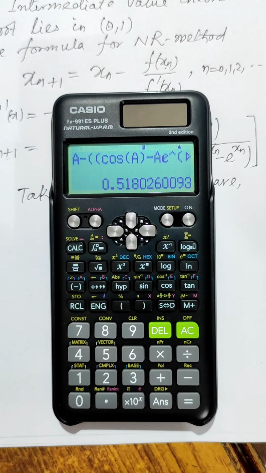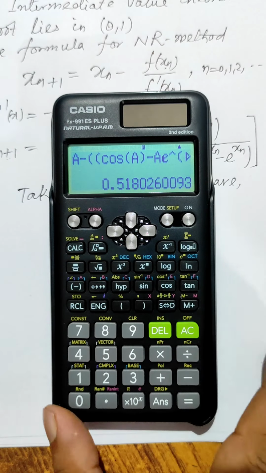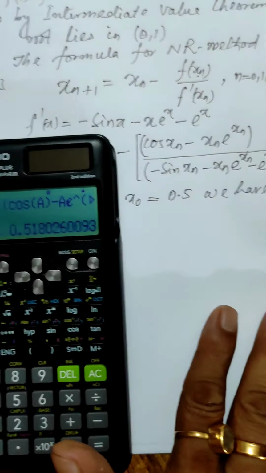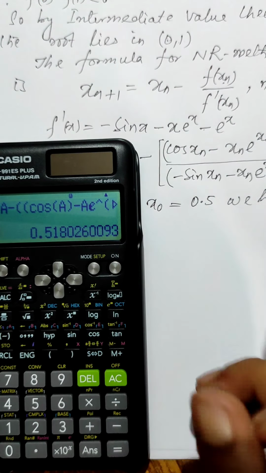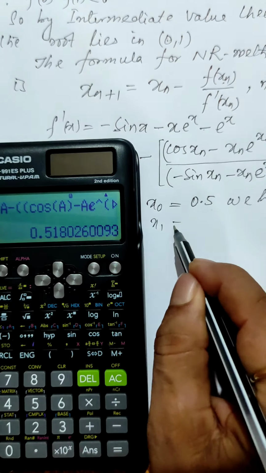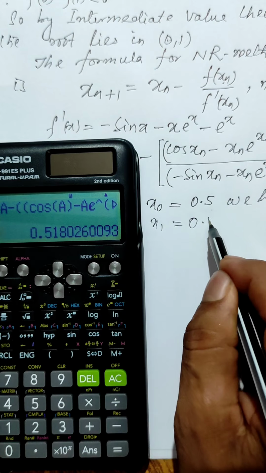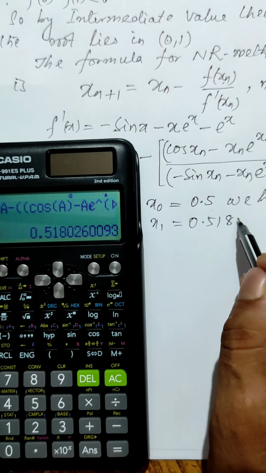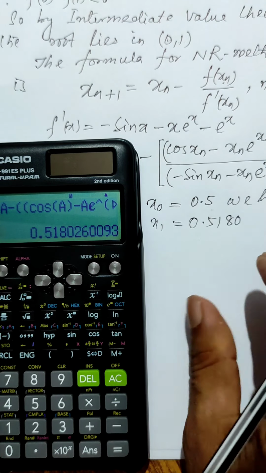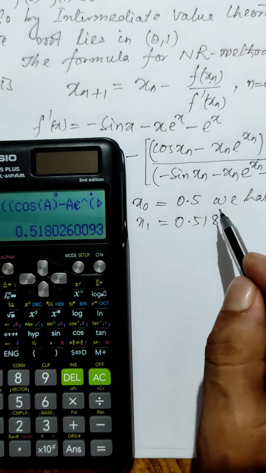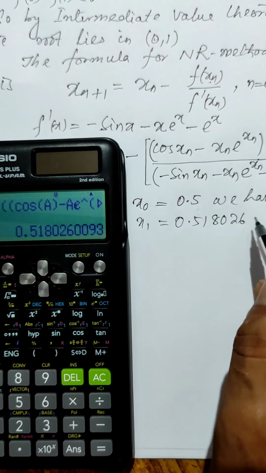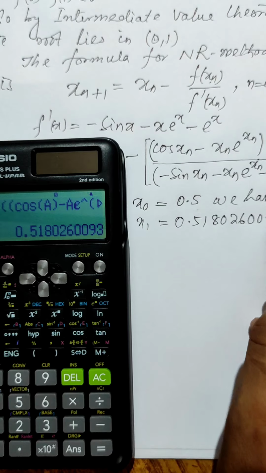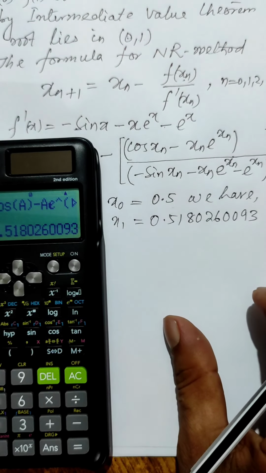So this is your x1. Now my magic will start up to x1. See here, I am writing the value of x1. We get x1 is equal to how much? You should write all the digits. 0.5180263. I have written all the digits.